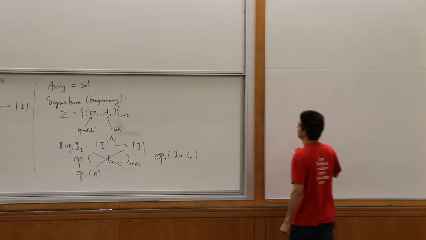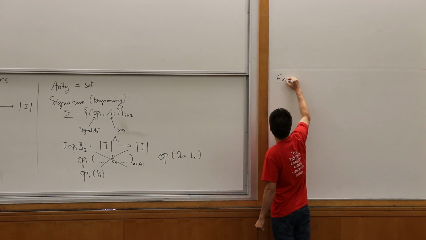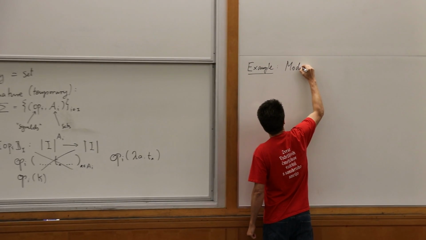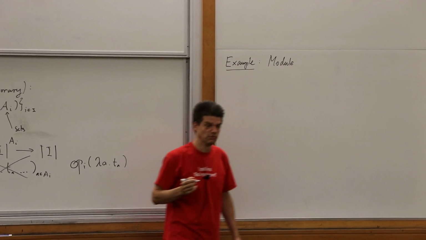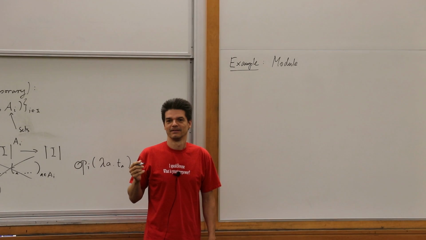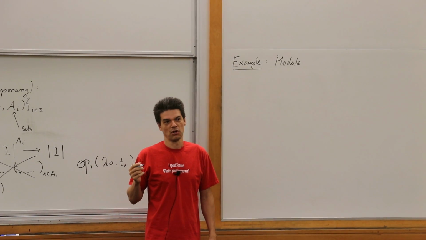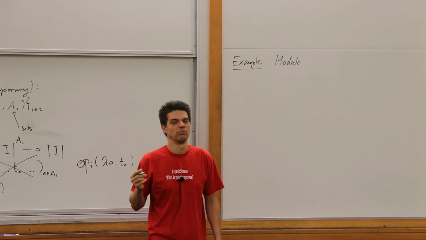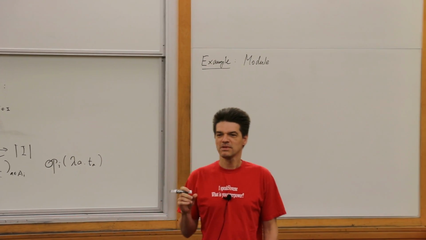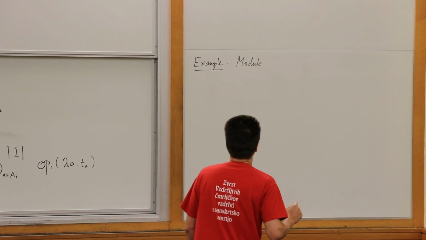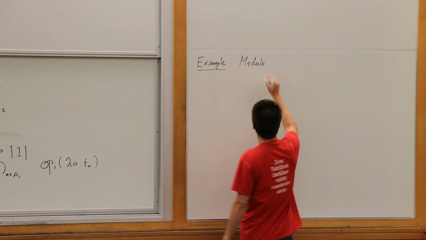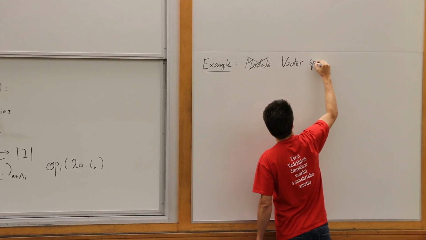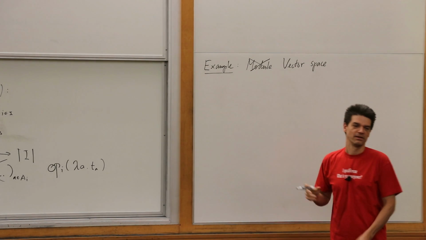Let's look at an example of modules. Okay, so what's a module? Anybody know? Which kind of module? Okay, the one you will find in algebra. Something about rings. Okay, so let's do another one that will serve the purpose. Vector space. How about that? Better? Vector space is a special kind of module.